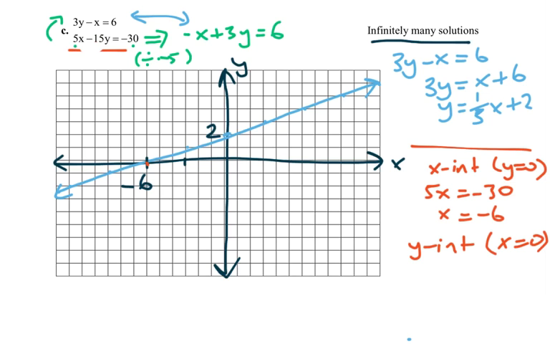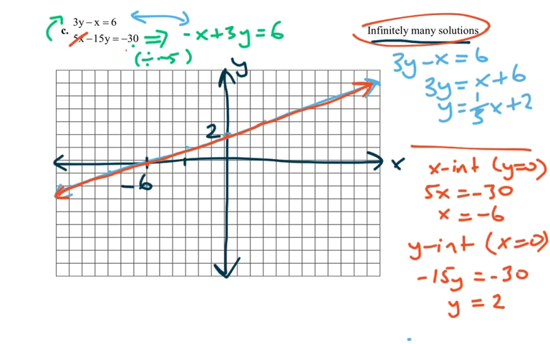So let's erase our working out from earlier. And now if x is 0, this term is 0. So we have minus 15y equal to minus 30. Divide both sides by minus 15 and we get y equal to 2. And we see if we join these 2 points and continue that pattern, we get exactly the same line. So that's how we show on a graph that there are infinitely many solutions.